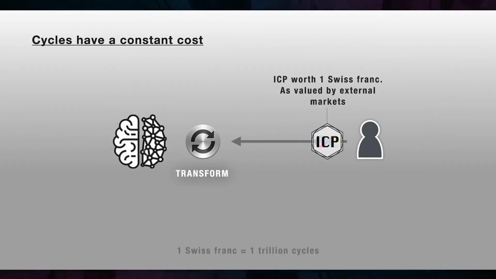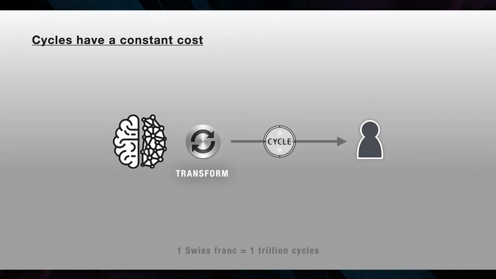The other use for ICP tokens is that you can convert them into cycles. The conversion of ICP tokens to cycles occurs at a variable rate, which is constantly configured by the network nervous system in response to external markets, such that burning approximately 1 Swiss francs worth of ICP, which is about the same as $1, will always create a trillion cycles, which we refer to as a T.